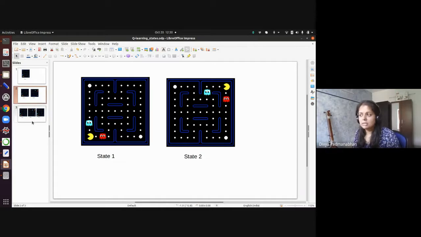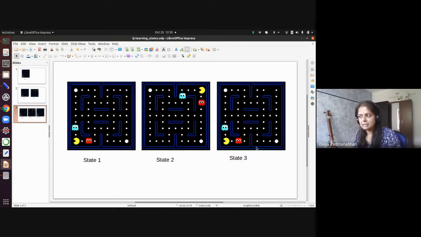Now let's take one more example. There's a state three here. What's the difference between state three and state one? Is there any difference? One particle is missing here. Whoever caught it, was it Advait?